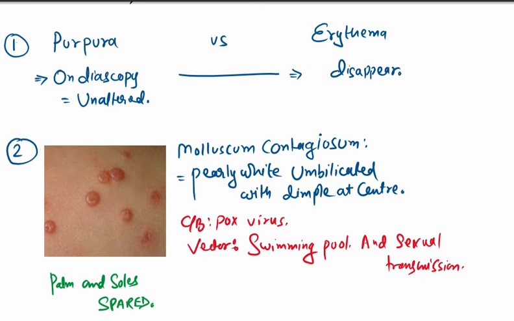Okay friends, let's continue our dermatology high yield points. What is the difference between purpura and erythema? Purpura on diascopy doesn't lose its color, so the background is unaltered. On the other hand, erythema loses its background color; the redness will disappear in erythema on diascopy.